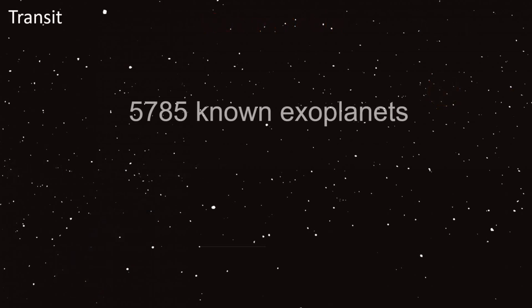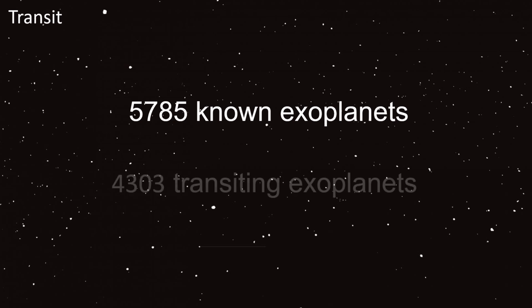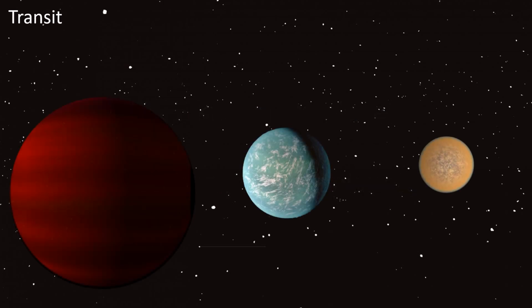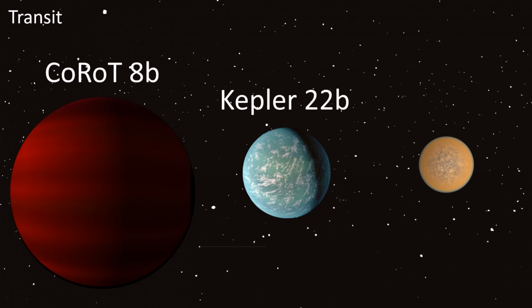Out of 5,785 known exoplanets, 4,303 exoplanets have been discovered using transit. Some examples of planets detected using transit include Corot 8b, Kepler 22b, and Kepler 42b.